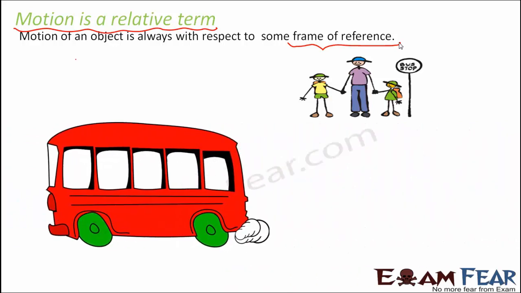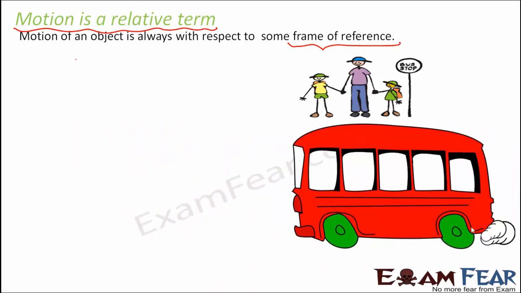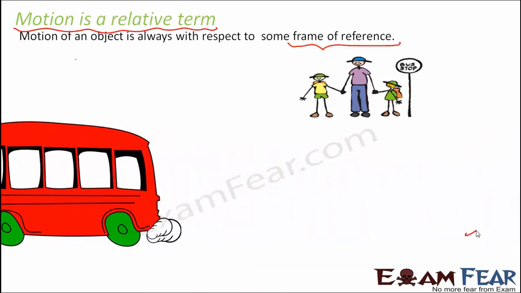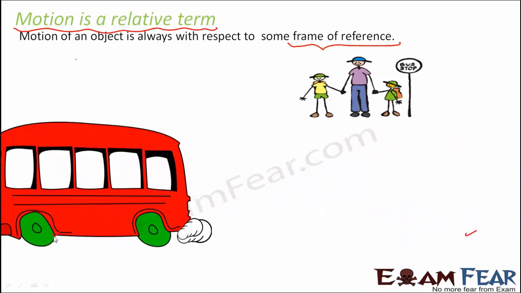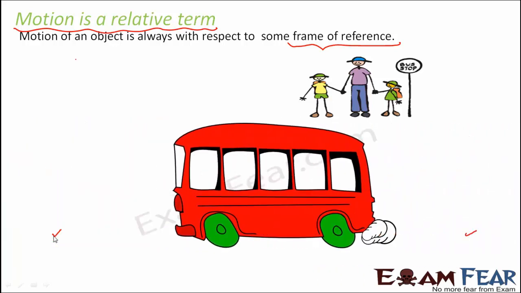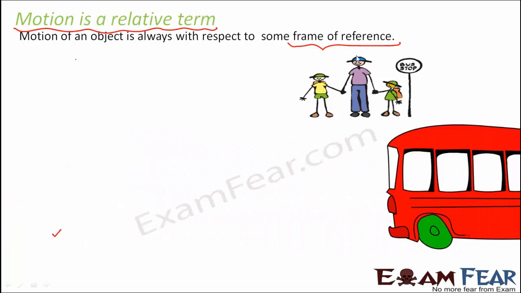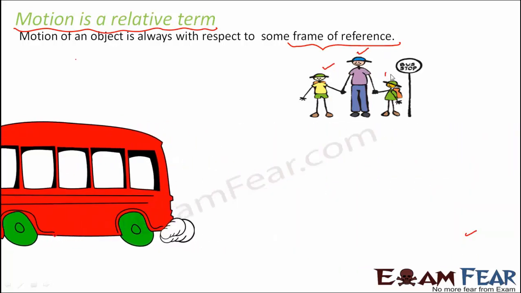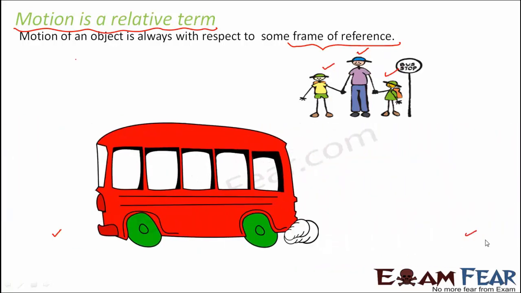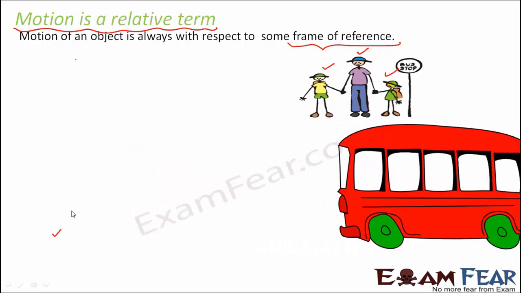Yes, the bus is moving because the position of the bus is changing with time. So initially the bus was here and now the bus is here. So the bus is moving, of course. But the bus is moving with respect to these people who are standing at the bus stop, because they can see it changing its position with time.